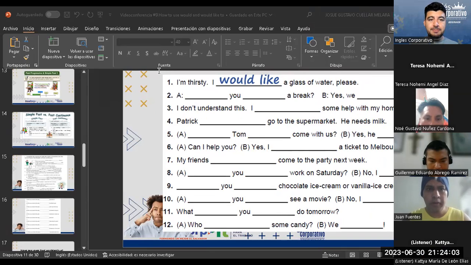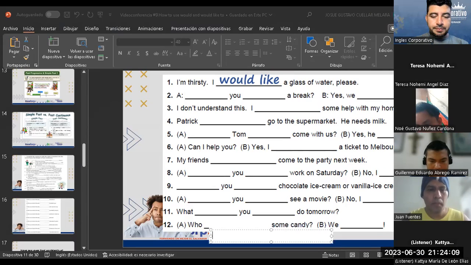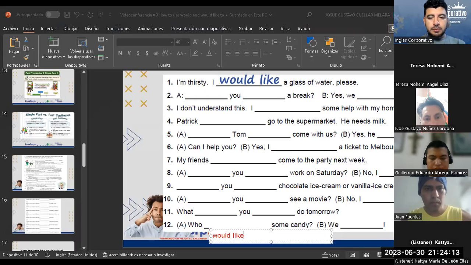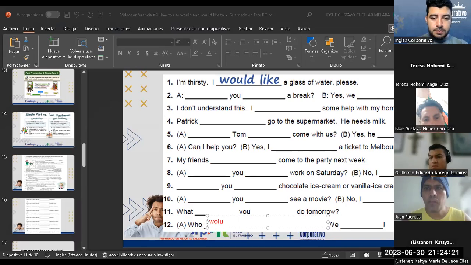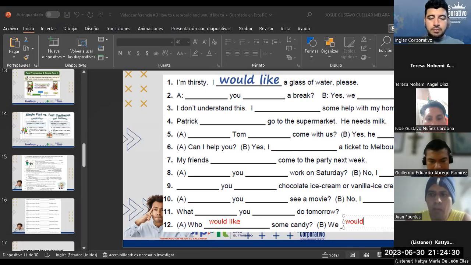Okay, Teresa, okay. Please. The number 12. 12, okay. Who would like some candy? Yeah. Who would like some candy? And the answer, we would. Yeah. We would. Yes. Thank you. Okay, Gustavo. Okay, teacher, is number four. Number four.